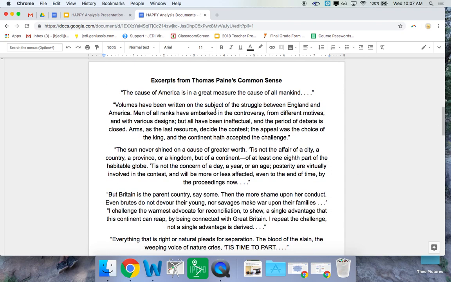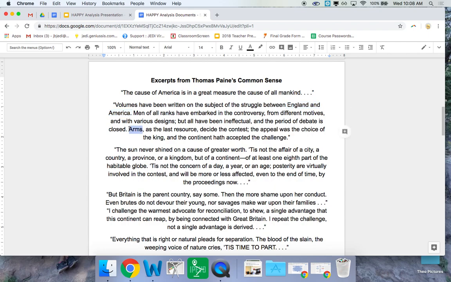The cause of America is a great measure the cause of all mankind. Volumes have been written on the subject of the struggle between England and America. Okay, so that puts it in context between England and America. Men of all ranks have been embarked on this controversy, from different motives with various designs, but all have been ineffectual, and this period of debate is closed.